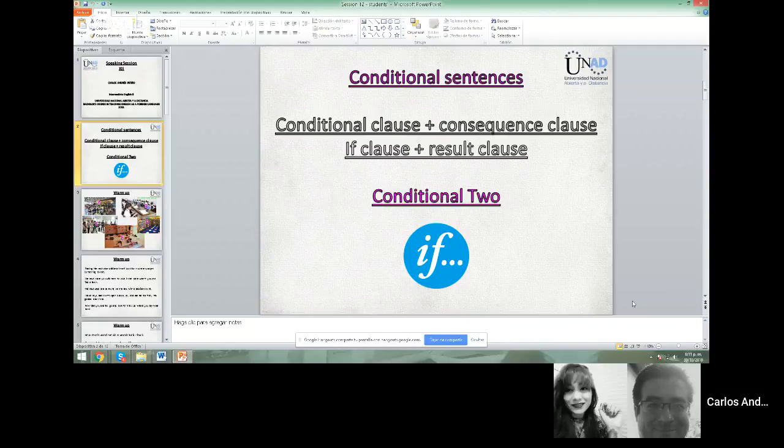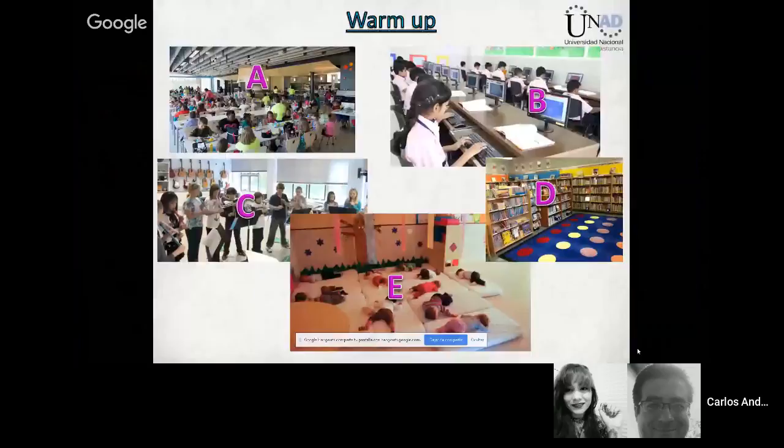But conditional 0, 1, and 2 have different usages. Okay, we use them for different things. So we are going to learn that today. But first, we are going to approach the warm-up. It is going to be a very easy warm-up.